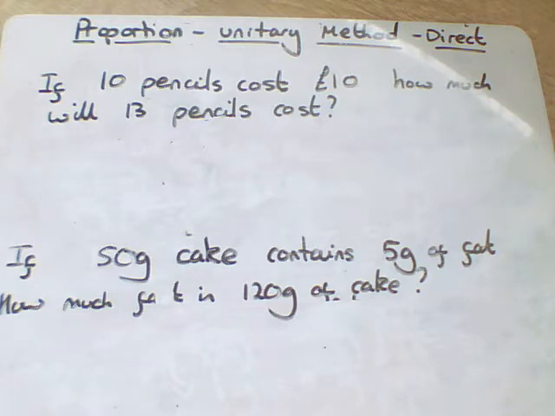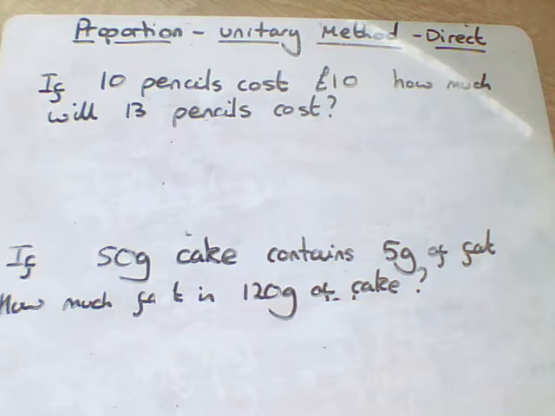What do I mean by a unitary method? I mean finding out what one apple is, or what one pot of yogurt is, or what 1 gram is. Getting it down to what a single item is, either in cost or in weight, and then scaling that up. We're going to look at a few examples. Different ones are worded differently.